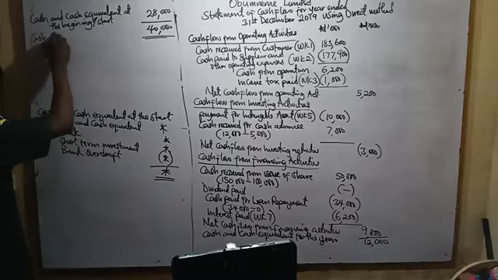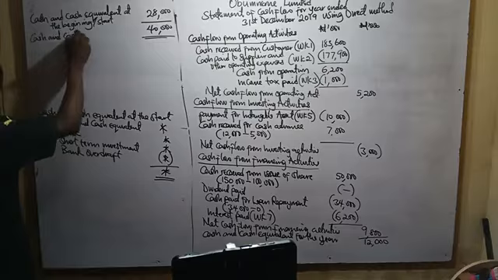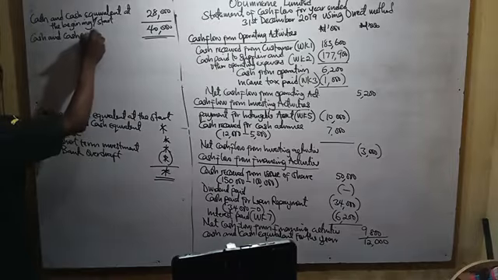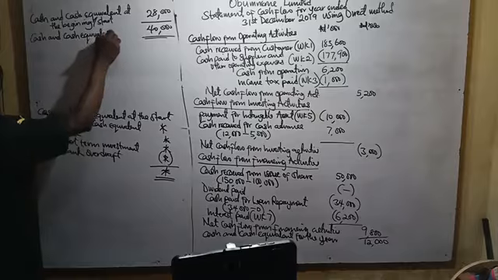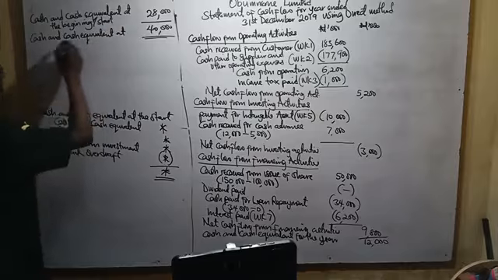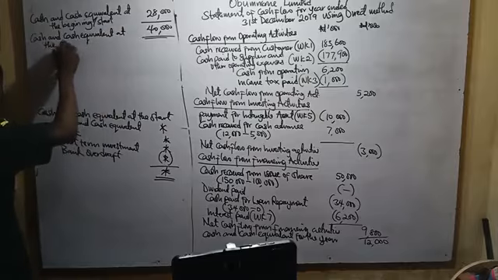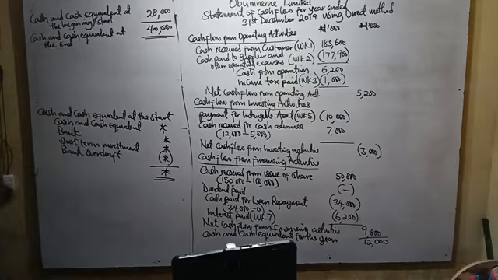Cash and cash equivalents at the end is 40. Can you see? That means our answer is right.